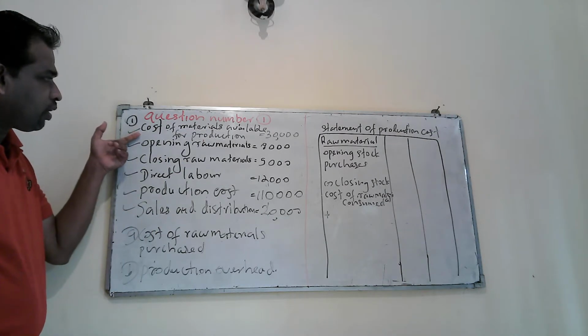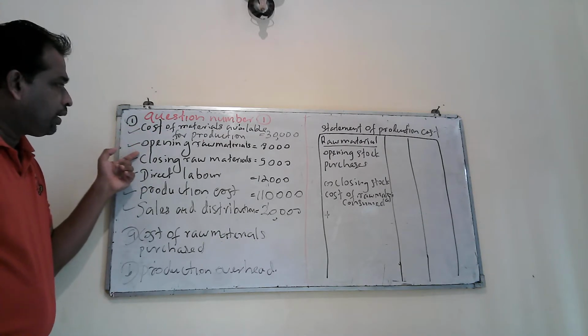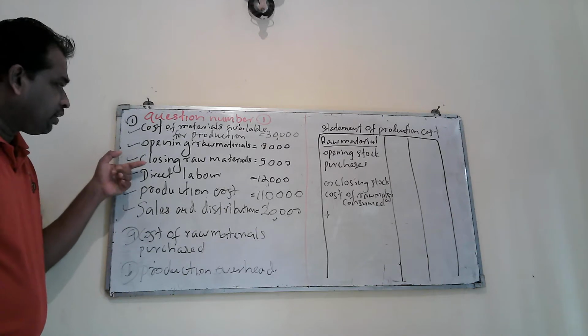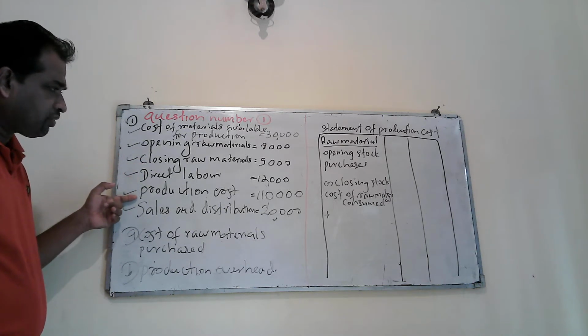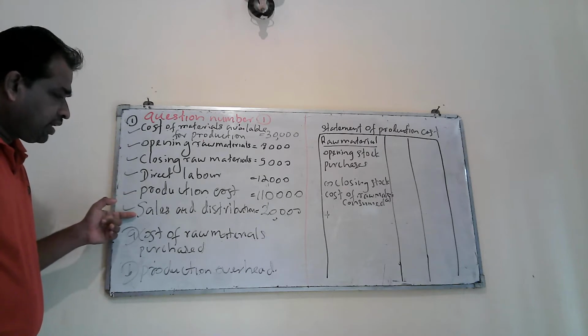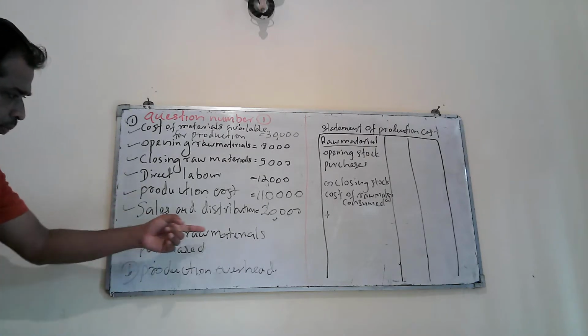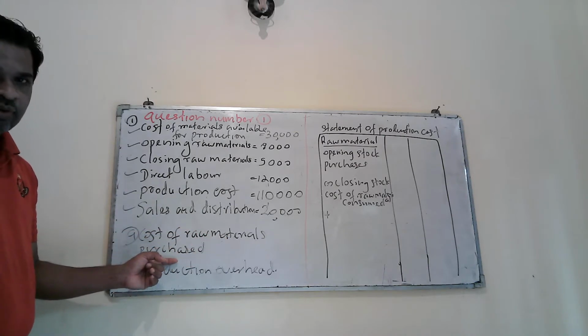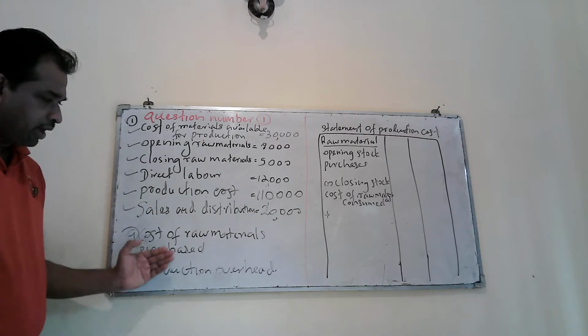Here they have mentioned cost of materials available for production. Opening raw materials 8,000, closing raw materials 5,000, direct labor cost 12,000, production cost 110,000, sales and distribution cost 20,000. You have to calculate the cost of raw materials purchased during the period, and the second part, production overhead.